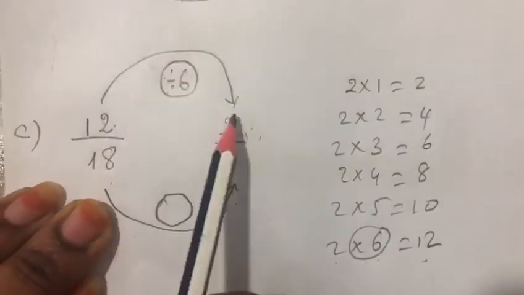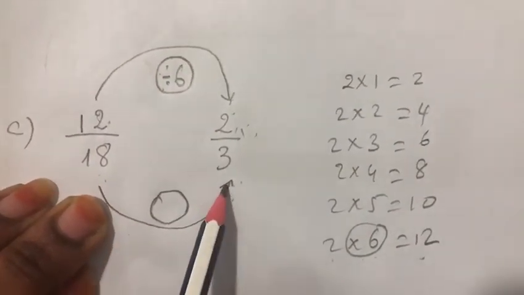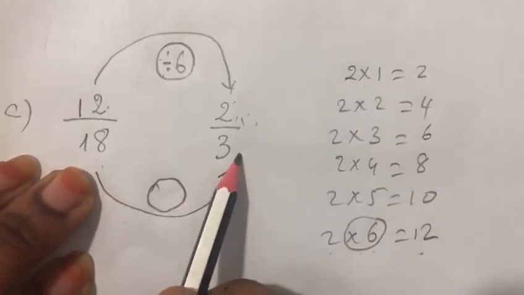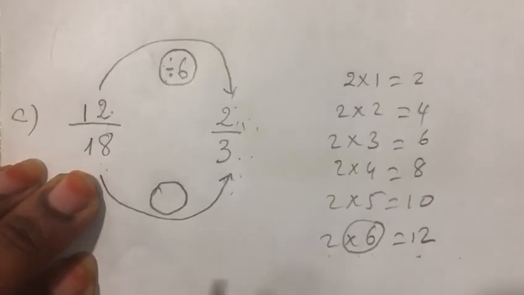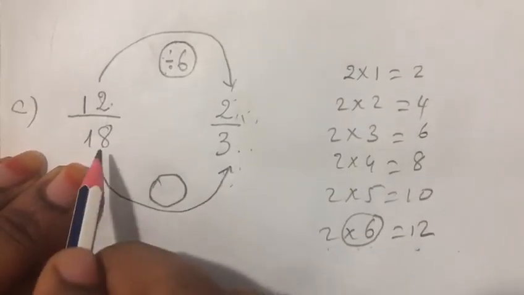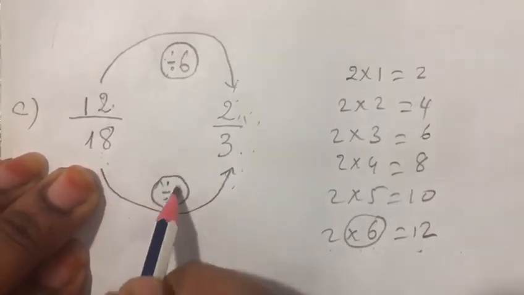So the same thing we do at the top should be the same thing we do at the bottom. So we will realize also in the table of 3 that 3 times 6 is 18. So we do the opposite, which is division. So when we divide 18 by 6, we are going to have 3.